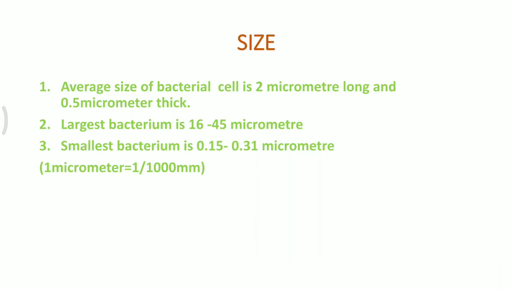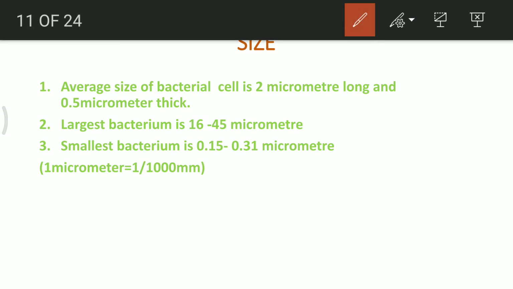There are various shapes of bacteria present. They range from 2 micrometer to 0.5 micrometer thick. And the largest bacterium is around 16 to 45 micrometer, whereas the smallest bacterium is 0.15 to 0.31 micrometer. And you should know the denomination or how we write micrometer.